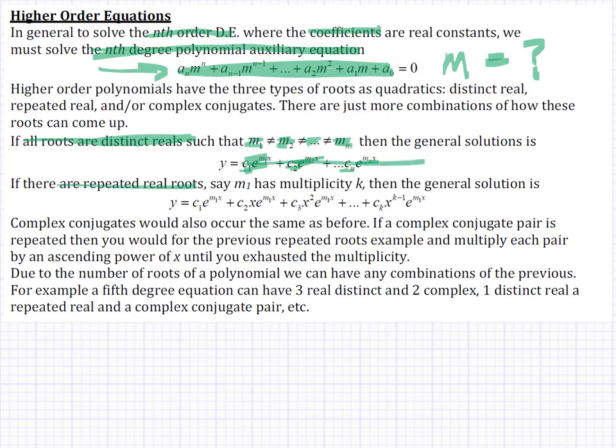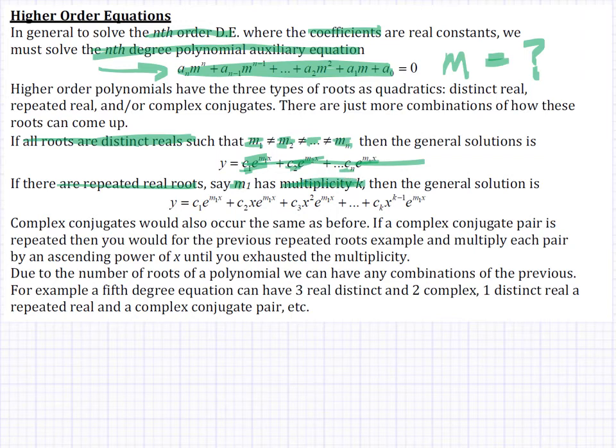What if we have repeated real solutions? So m1 has multiplicity k. Multiplicity k means the number of times it's repeated. So it's repeated twice, 3 times, 4 times. How many times is it repeated? Well, the number of times it's repeated will just affect the number of solutions we have. So in this case, let's say m1 has multiplicity k.